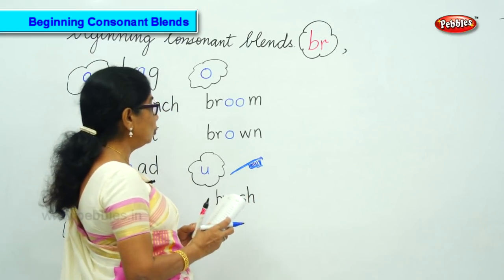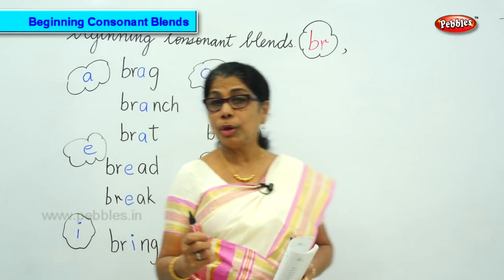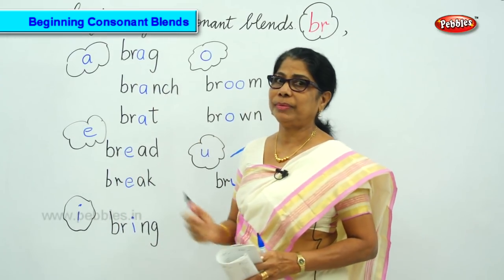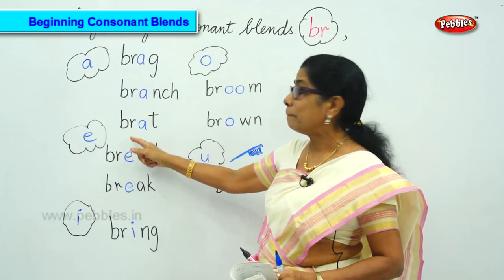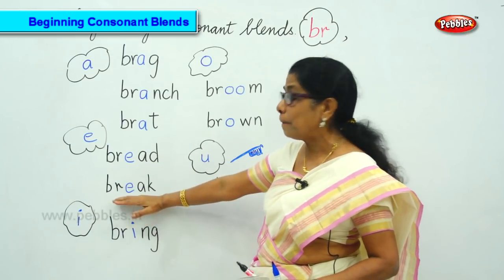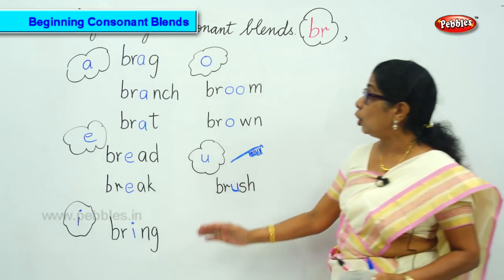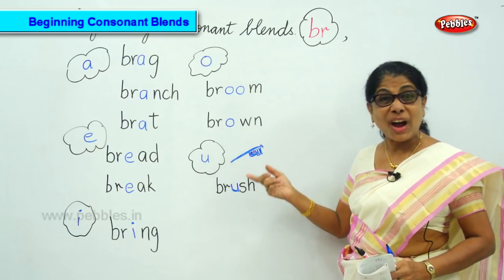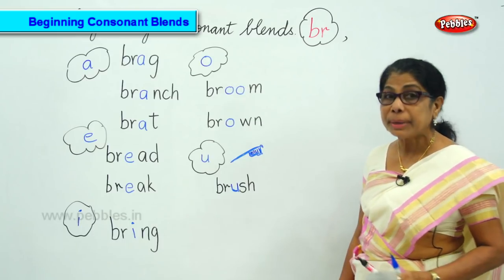So in the blend B and R, we have brag, branch, brat, bread in E sound, break, bring, and in O you get broom, brown. Then in U sound, you get brush.